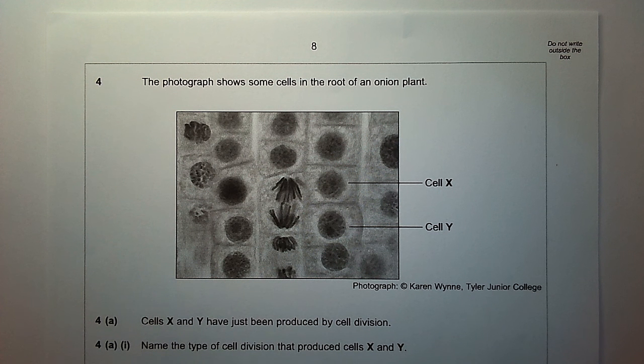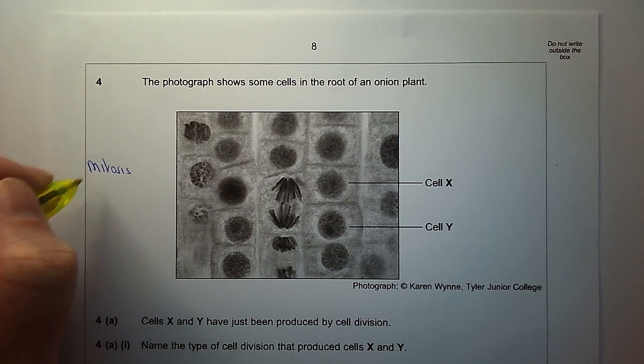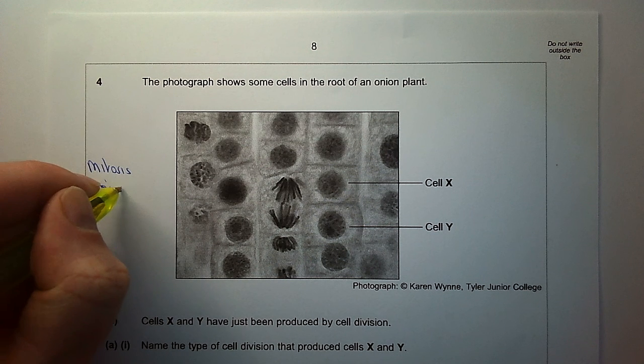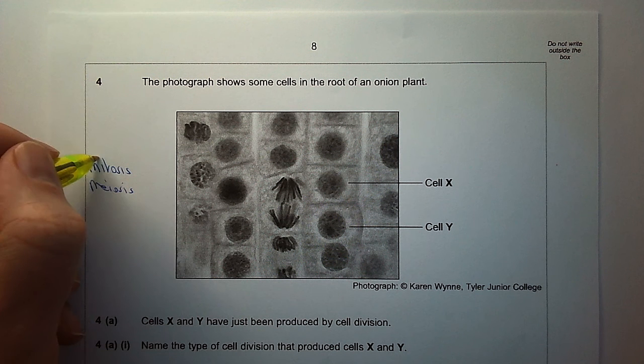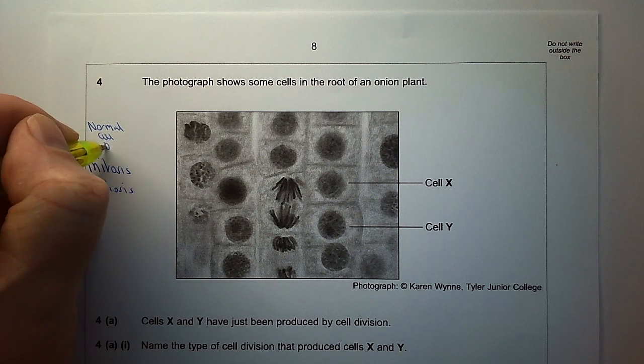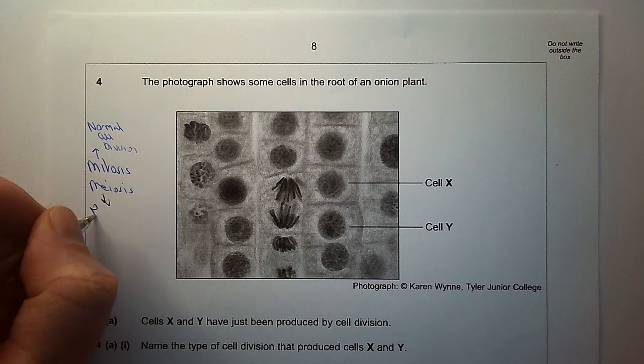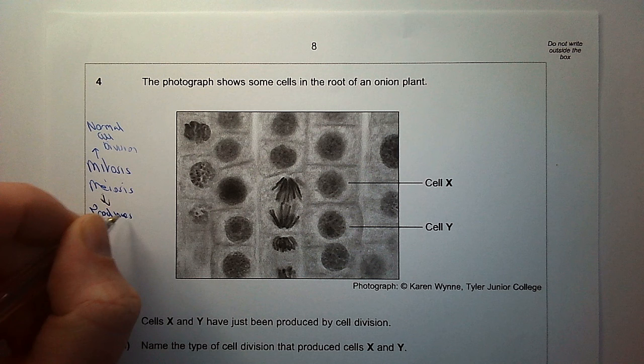Well, there's two types of cell division that we need to know about. There's mitosis and meiosis. Now, mitosis is normal cell division, where the cells are just dividing into replicating. Meiosis produces sex cells.